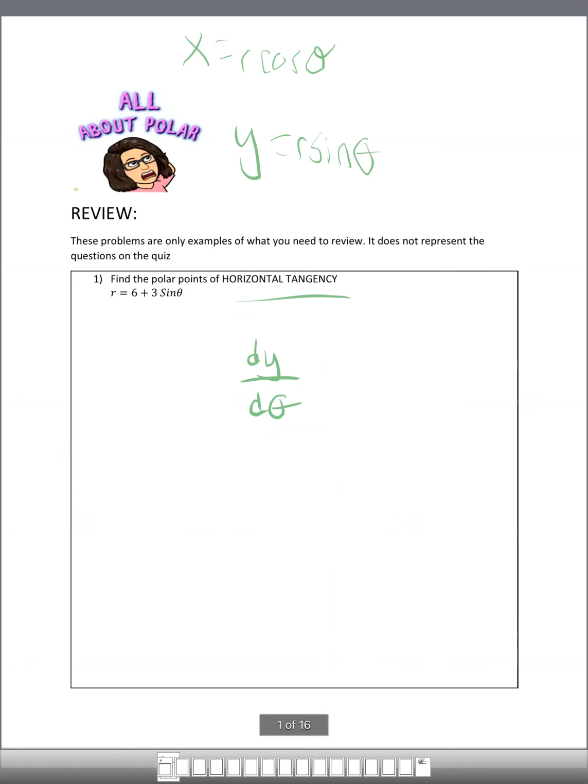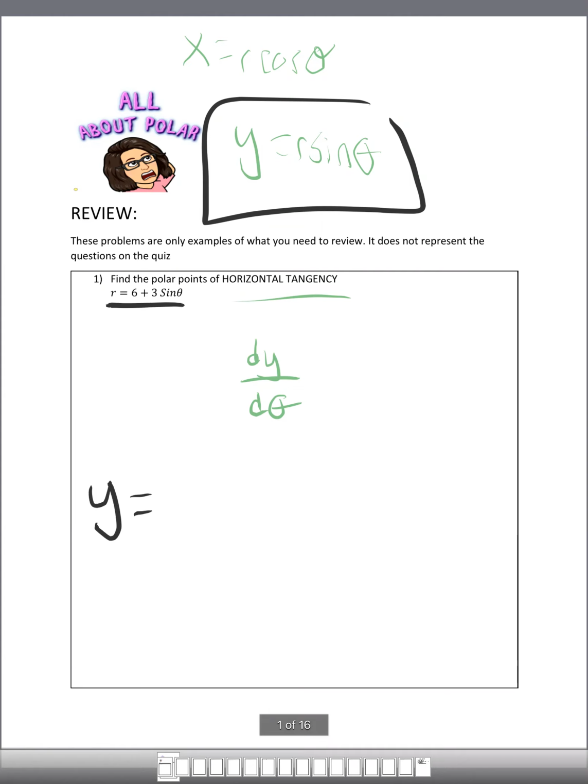In order to figure out what dy over d theta is, we would need to know what y is, right? Because you need to figure out what y is before you take the derivative of it. And we know y is this formula at the top. So let's plug in what we know. We know that r is equal to 6 plus 3 sine of theta, and we have the formula. So y is equal to, plugging in r, 6 plus 3 sine of theta, and then sine of theta. Don't forget this part over here. And we already know what our y is.